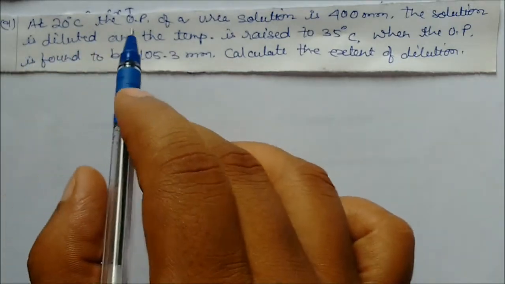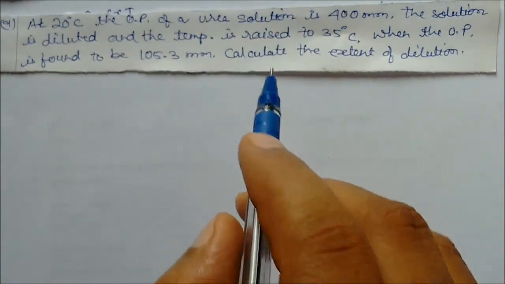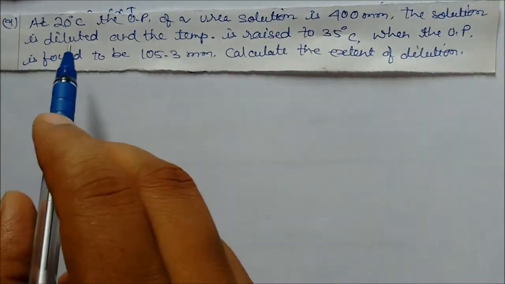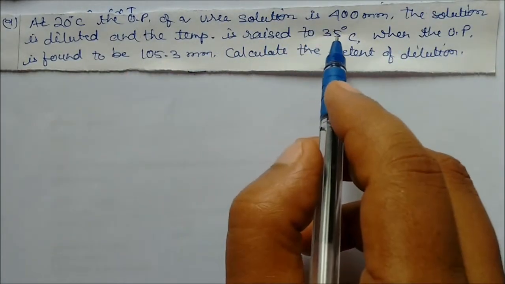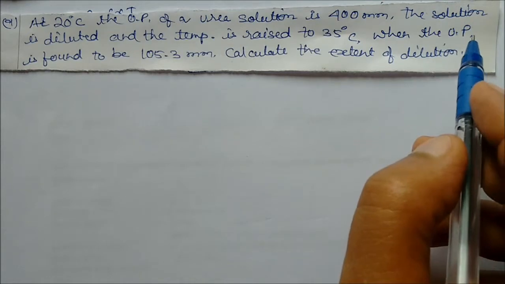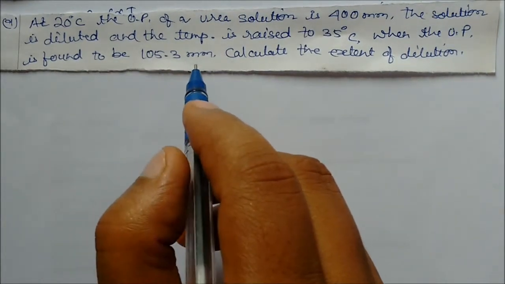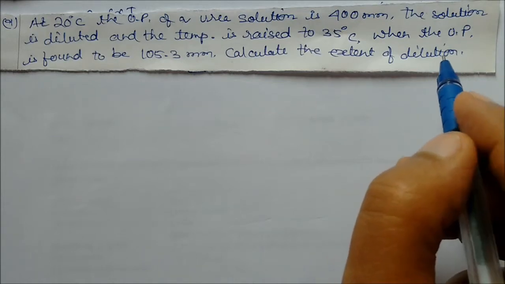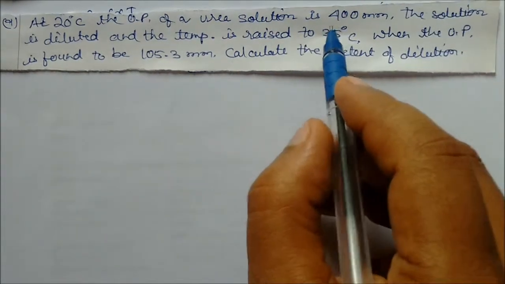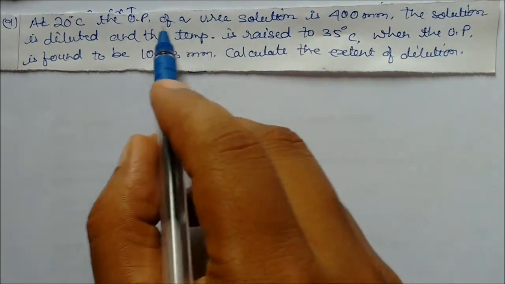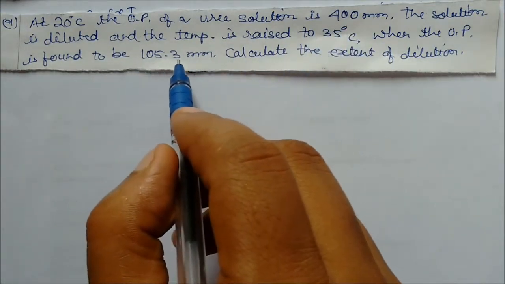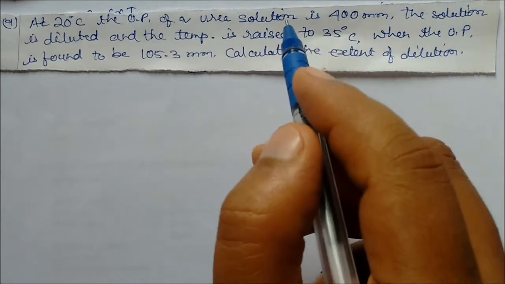At 20 degrees centigrade, the osmotic pressure of urea solution is 400 mm. The solution is diluted and the temperature raised to 35 degrees centigrade, when the osmotic pressure is found to be 105.3 mm. Calculate the extent of dilution. It is very clear. The initial osmotic pressure was 400, and after increasing the temperature it is 105.3 mm. So we are having two cases.